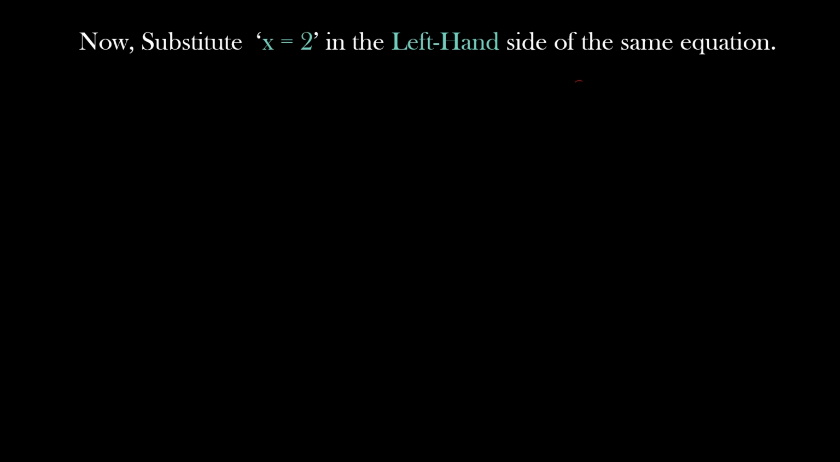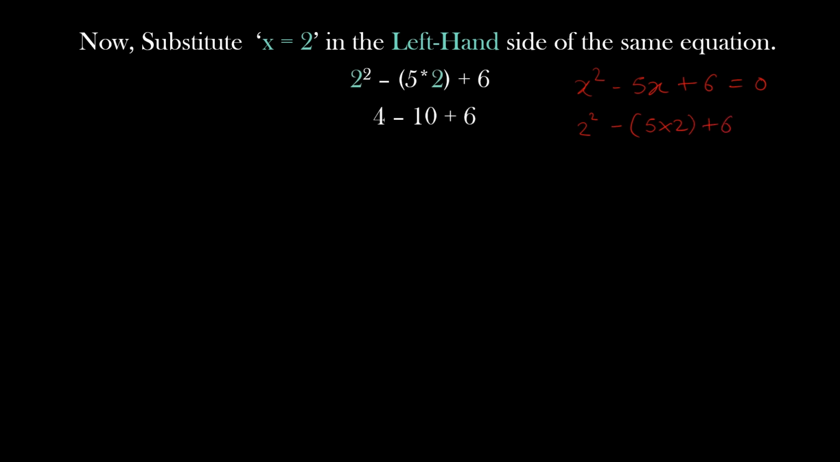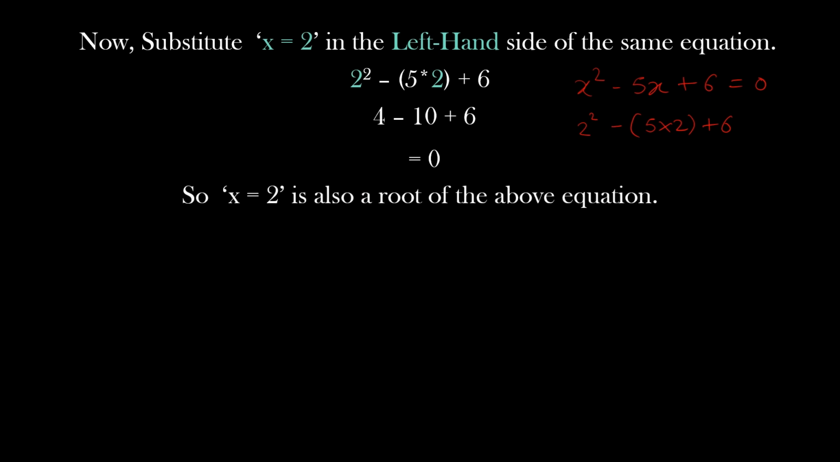The equation was x squared minus 5x plus 6 is equal to 0. If we want to check if x is equal to 2 is a root of this equation or not, we put 2 in place of x everywhere. So it becomes 2 squared minus 5 times 2 plus 6. 2 squared is 4, 5 times 2 is 10 and 4 minus 10 plus 6 is 0 again. So x is equal to 2 is also a root of this equation.